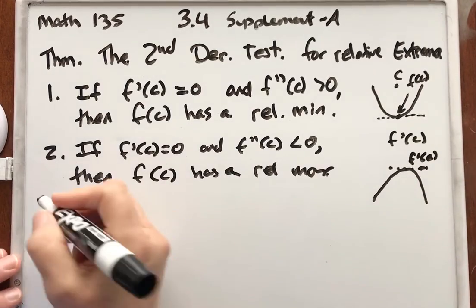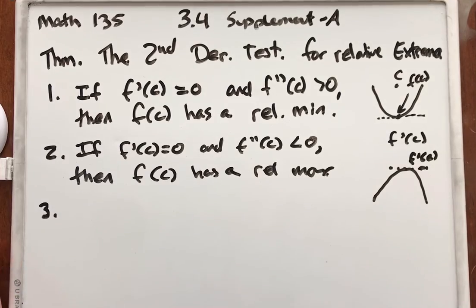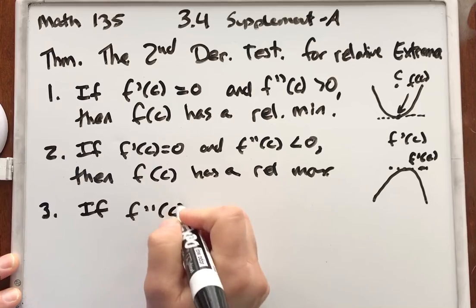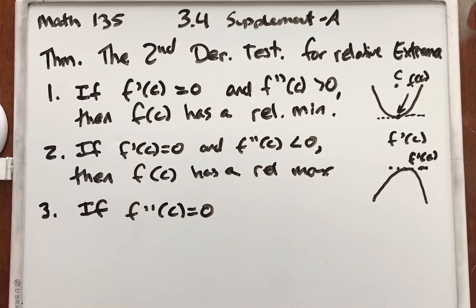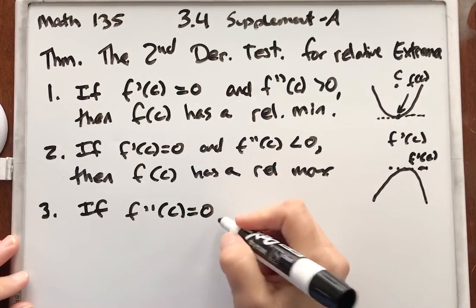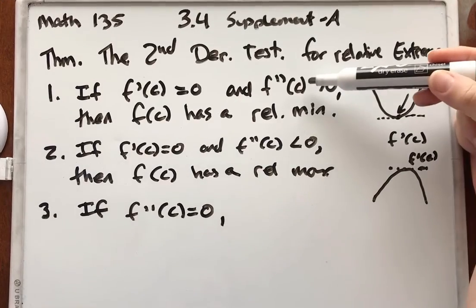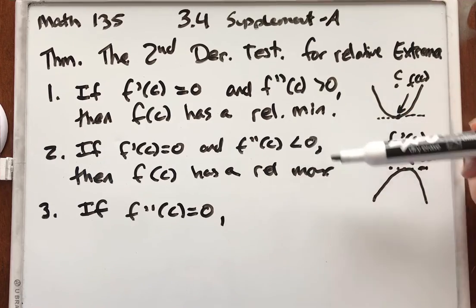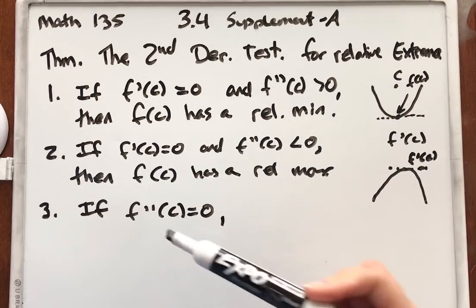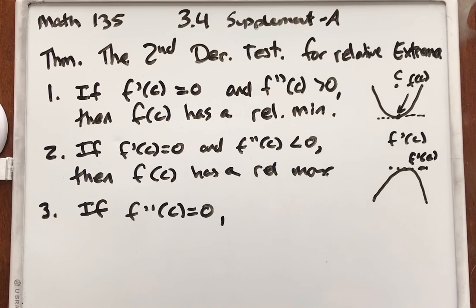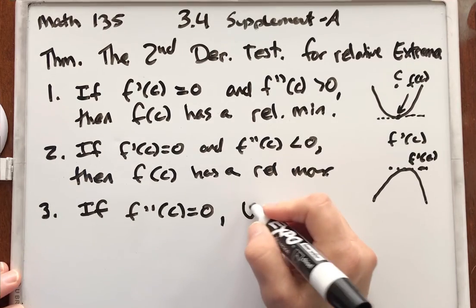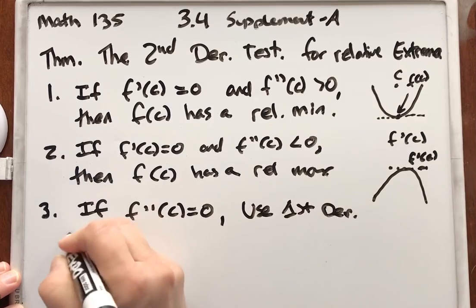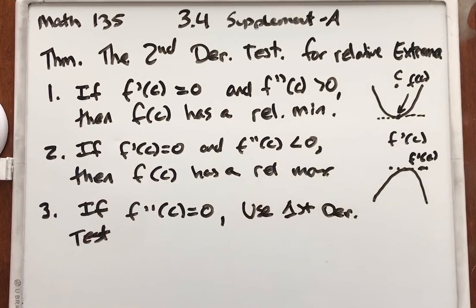Okay, now there is a third step to this one. Now we have f double prime of c greater than 0, relative min. f double prime of c less than 0, relative max. What if f double prime of c equals 0? Then what we're supposed to do is use the first derivative test to determine what we have.